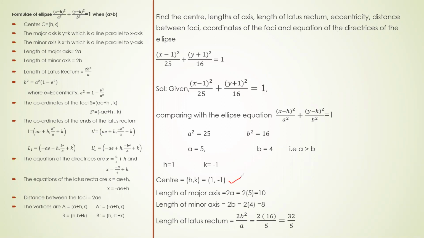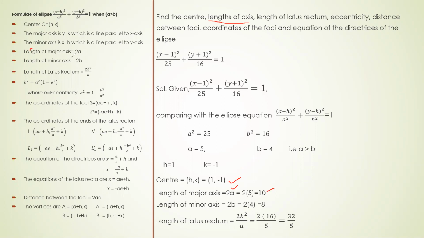Next, they have asked you to find out the lengths of the axes. Lengths means two lengths we are supposed to calculate, that is major and then minor. The length of the major axis is 2a in case a is greater than b. Now substitute the a value. What is the a value? The a value is 5. So 2 into 5 is 10. So like this, we can get the major axis.